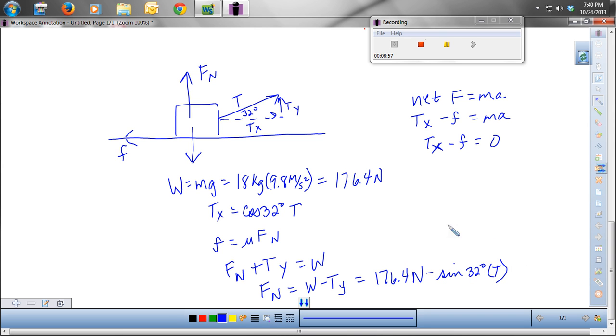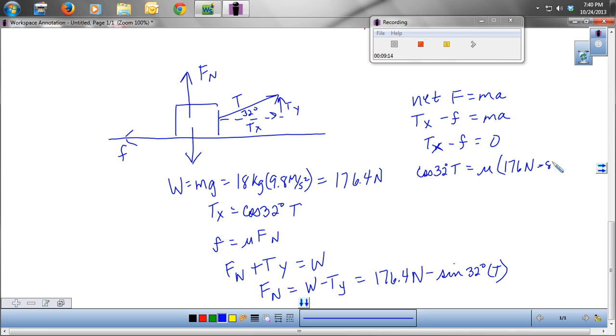So now I can go make some substitutions. So Tx was the cosine of 32 degrees T. And that has to equal friction, which is mu times force normal. Force normal is 176 newtons minus sine of 32 degrees T. Well, I know that mu is actually given to me, and the mu value is 0.45. Should have listed that with my givens over here. And I'm looking for this tension.